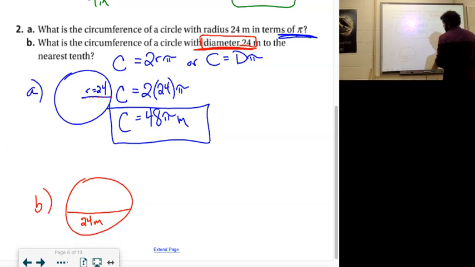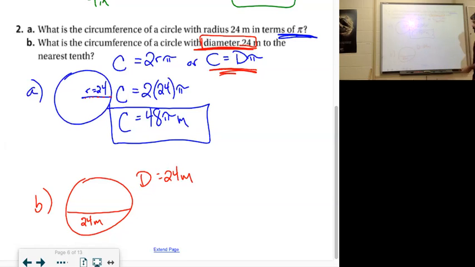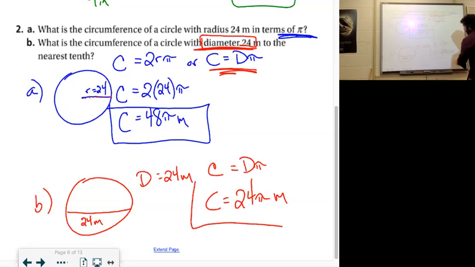So in this case, the diameter is 24 meters. So I would probably look at using this part of the circumference formula because it's a little bit easier. Again, circumference is equal to diameter times pi. So in this case, circumference is 24 pi meters. And that one's done.